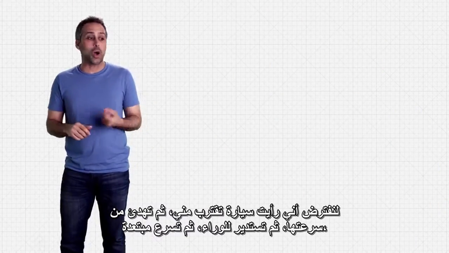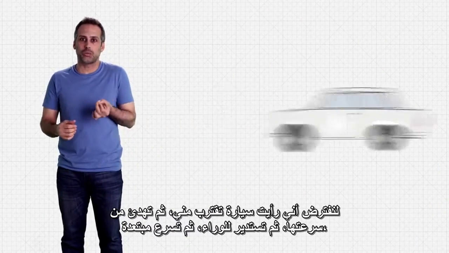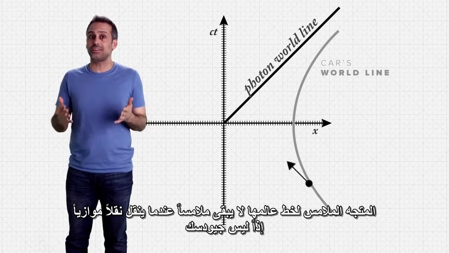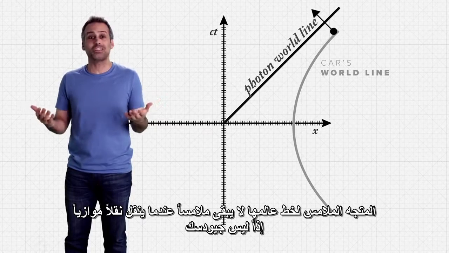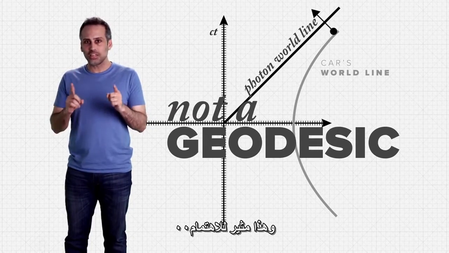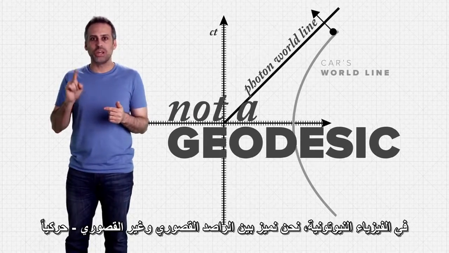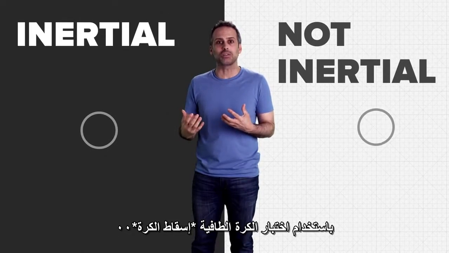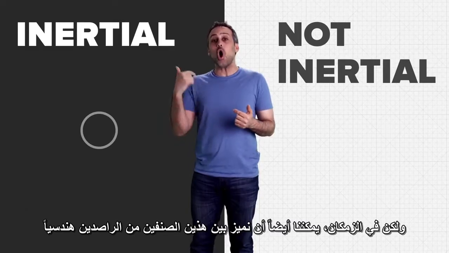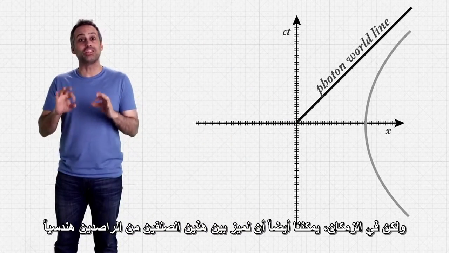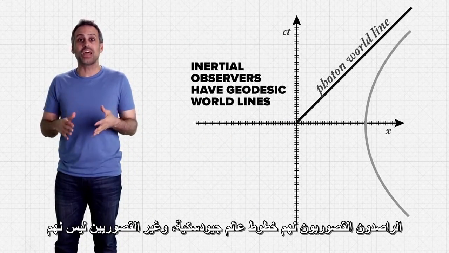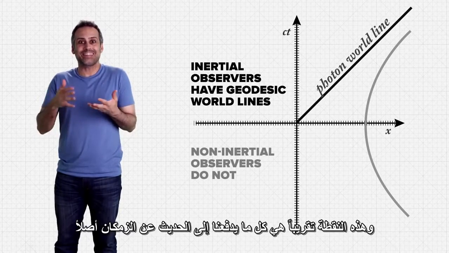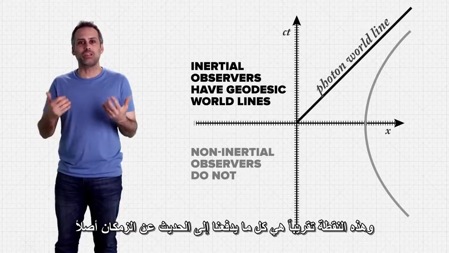Suppose I see a car approaching me, slowing down, turning around, and speeding away. A tangent vector to its world line doesn't stay tangent under parallel transport, so it's not a geodesic. And this is interesting. In Newtonian mechanics, we distinguish inertial and non-inertial observers dynamically by using the floating ball test. But in spacetime, we can also distinguish those classes of observers geometrically. Inertial observers have geodesic world lines, and non-inertial ones don't. And that's kind of the whole point of talking about spacetime in the first place.